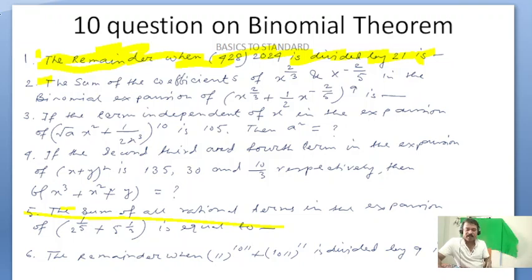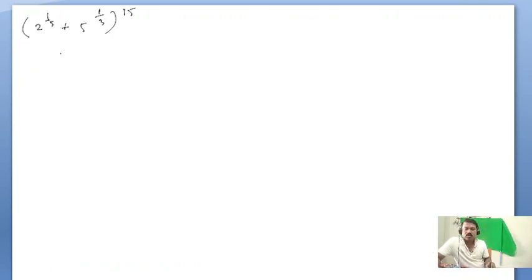Okay, the next problem: the sum of rational terms in the expansion of (2 to the power 1 by 5 plus 5 to the power 1 by 3) whole to the power 15 here. Here, (2 to the power 1 by 5 plus 5 to the power 1 by 3) whole to the power 15, to correct the question.